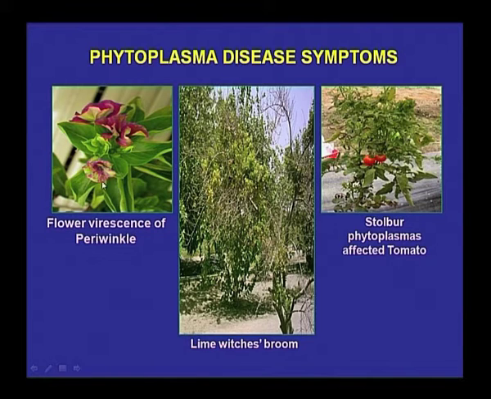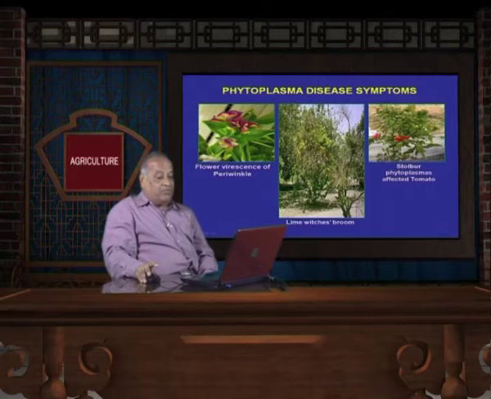And this is the lime tree showing the witch's broom infection, and this is a very advanced stage of infection showing the drying of the bush, and ultimately this will die off. Then this is the Stolbur phytoplasma affecting tomato, showing the upper leaf and axillary buds affected with the Mycoplasma infection.